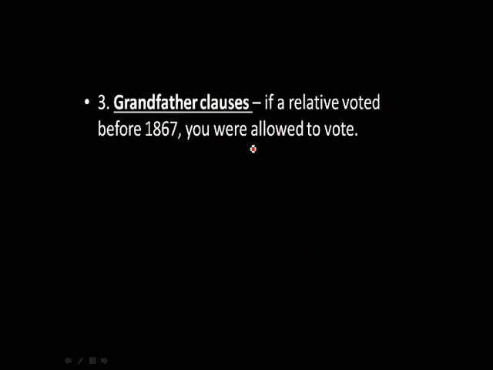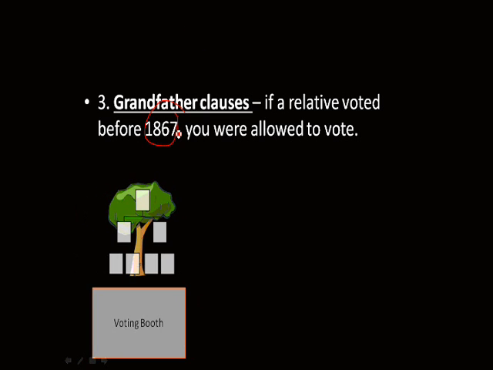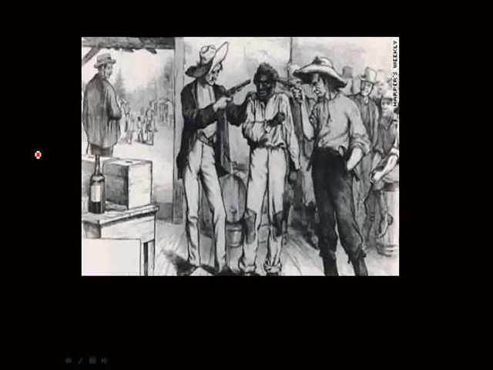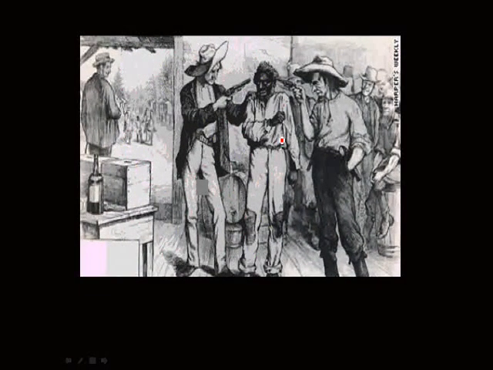And the last way is grandfather clauses. That simply means that if your grandfather or a relative could vote before that year, 1867, then you're allowed to vote. So I have a little family tree there for you. Now, quite simply, could slaves vote before 1867? No. So there were no African Americans in the South voting before that time.